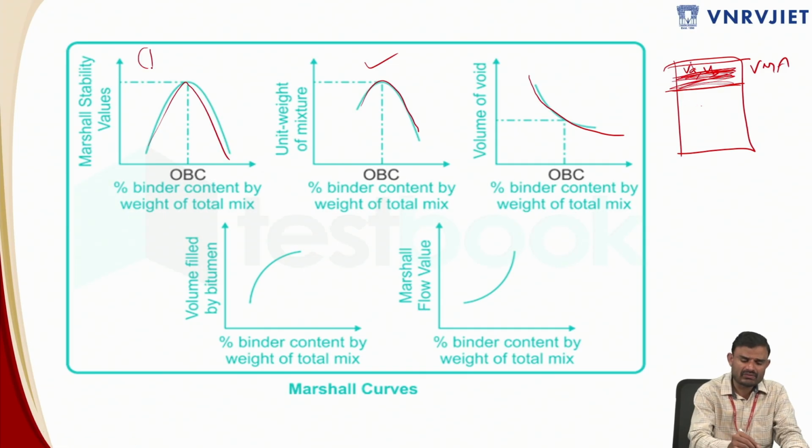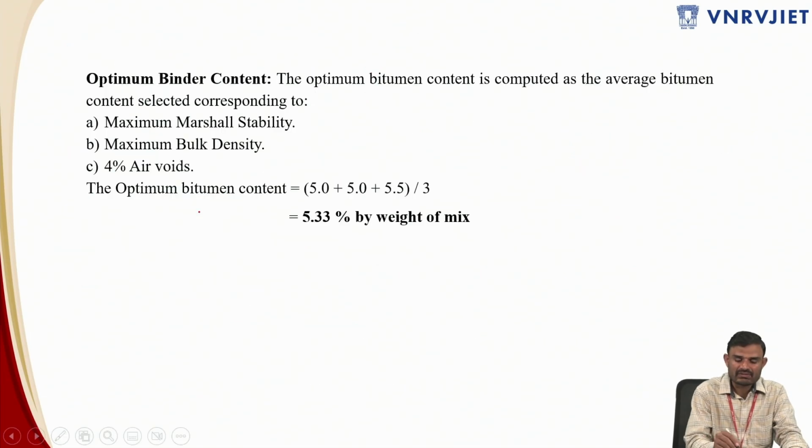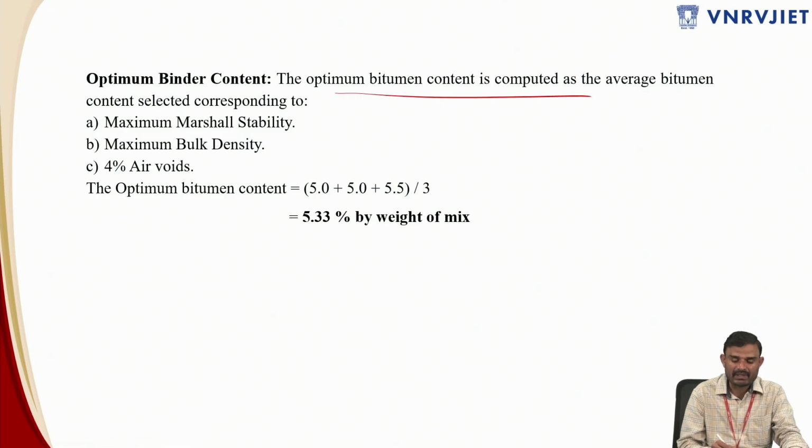So these are the three graphs, 1, 2, and this is the 3, corresponding to 4% air voids, what is the bitumen content. So you have to take the average value of all these three. So that is what I have represented. The optimum bitumen content is computed as the average of the bitumen content selected corresponding to maximum stability value 1, maximum bulk density 2, and 4% air voids.